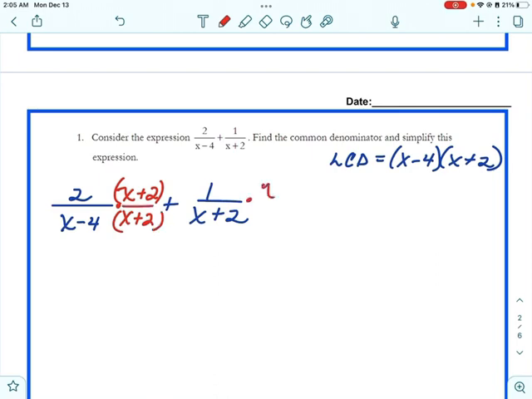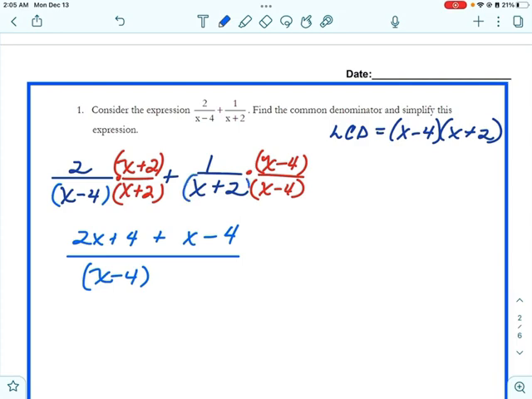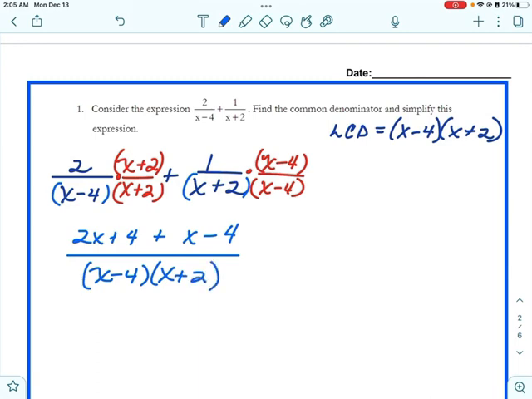And for the 1 over x plus 2, I'm going to multiply that by the missing factor for that fraction, x minus 4 over x minus 4. So then I'm going to multiply, and you know this, 2 times (x plus 2) plus (x minus 4). So there's the numerator, and then the denominator would be (x minus 4)(x plus 2). Got to watch out with this, putting parentheses around, making sure that you multiply properly. So the numerator becomes 3x over the denominator, and we could easily multiply that together, x squared minus 2x minus 8.